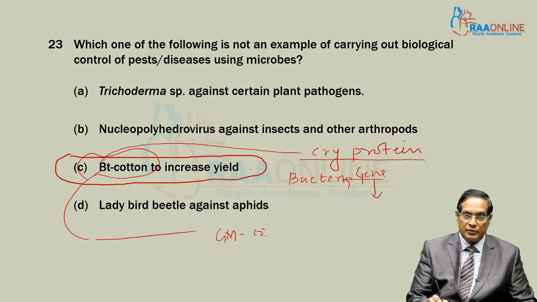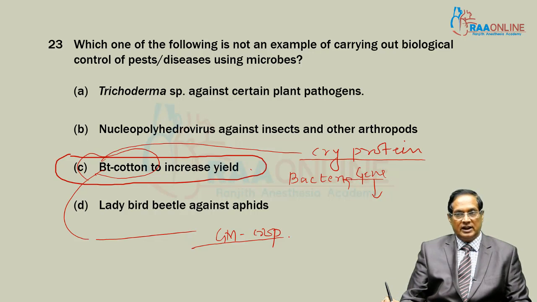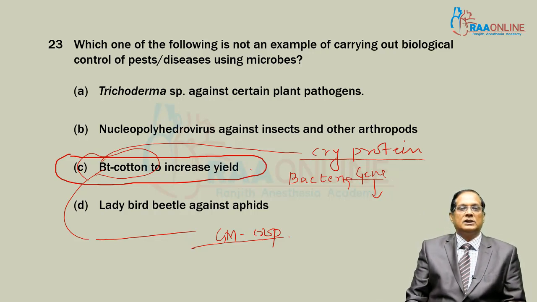It naturally produces that toxin, the cry protein, in it. So it can't be externally employed. That's why BT cotton is the answer.